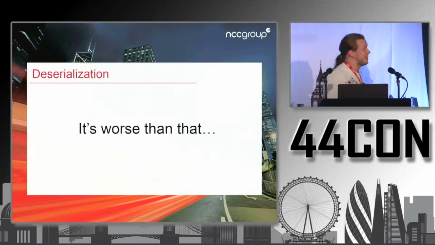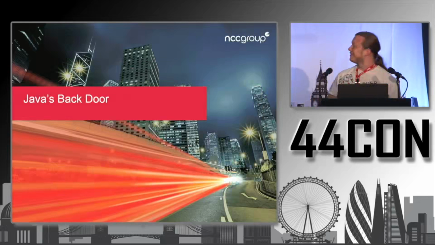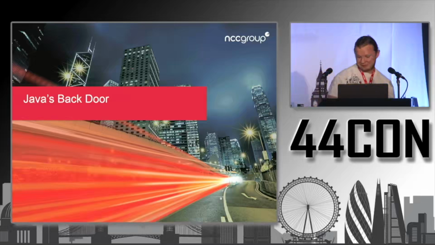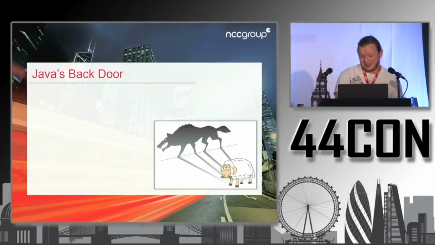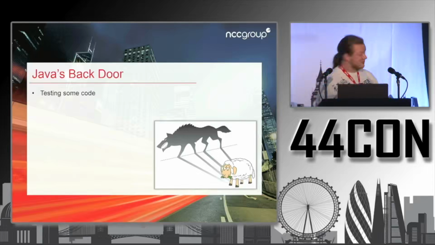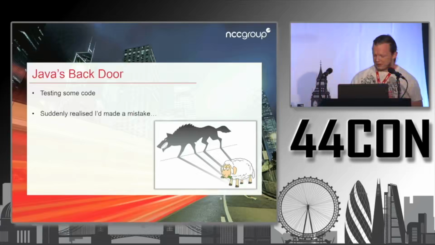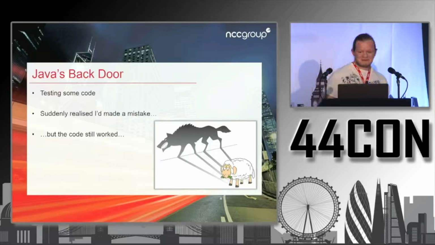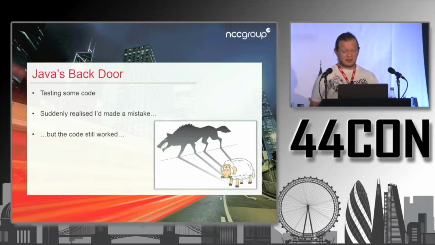But it gets worse than that. And this is where I stumbled across something that I'm calling Java's backdoor. I was testing some code, and along the way, I realized, oh, I didn't mean to do that. I'd done that bit wrong. But that code still worked. And I had to retest this like 50 times because I couldn't believe it worked.